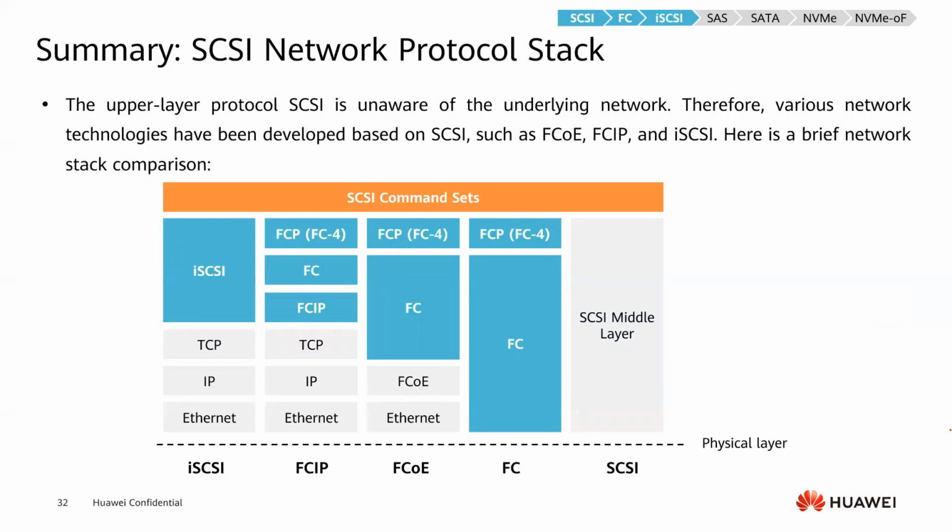Okay, upon this transport protocol, we have the SCSI command set, and then we can use iSCSI as the transport protocol. We can use the FC protocol, and we can even use FC over Ethernet, FC over IP, or a pure FC network. Okay, this is the SCSI network protocol stack.